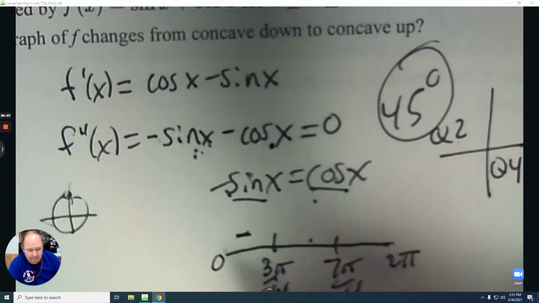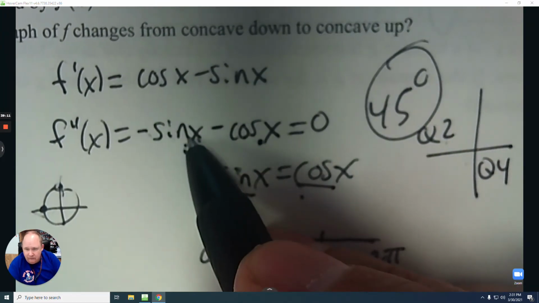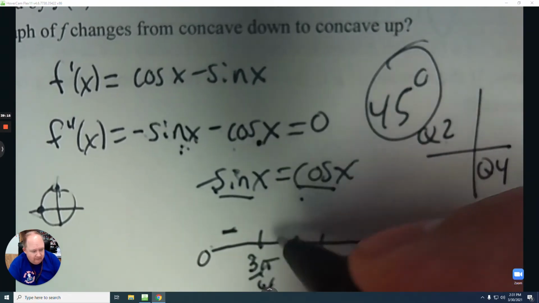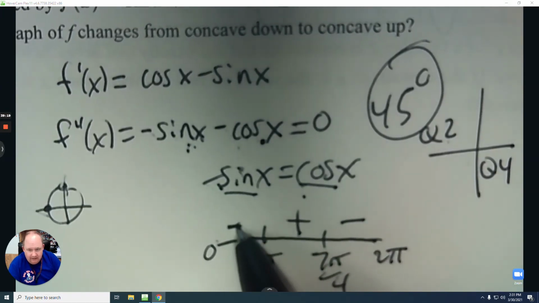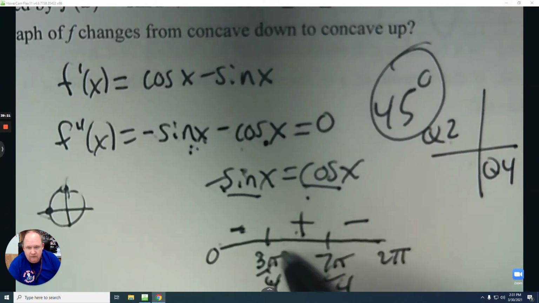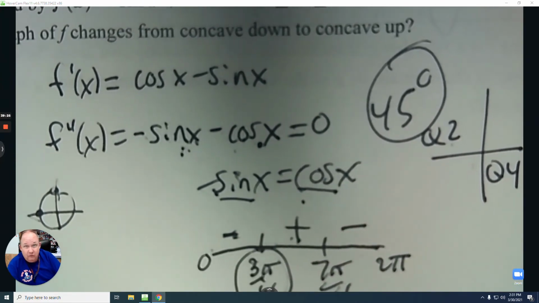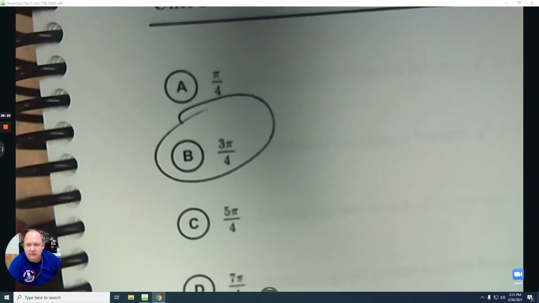Pick pi, that's in between here, on the left. At pi, sine is 0 and cosine is negative 1, so a negative times a negative is positive. It's going to alternate here. So where does it go from concave down to concave up? The answer is here, the point of inflection at 3 pi over 4. A challenging question because you need to know your unit circle and your second derivative rules and all of that. So the answer there is B, 3 pi over 4.